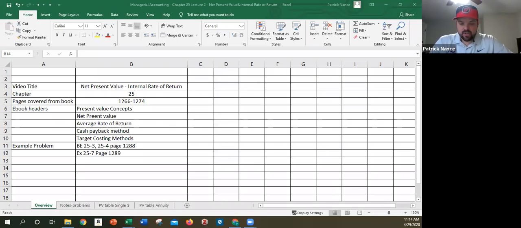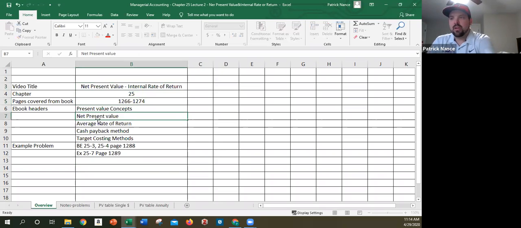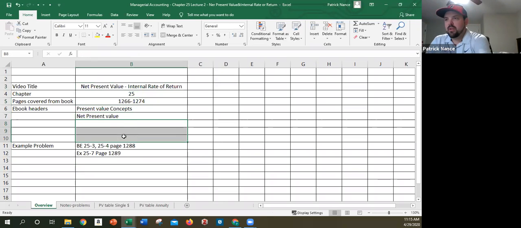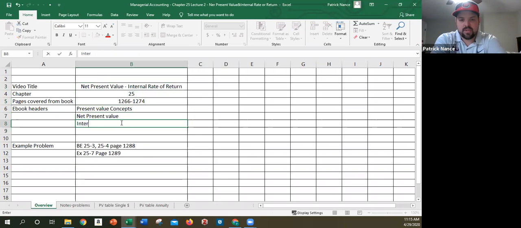Okay, this is chapter 25, lecture number 3. We're going to talk about net present value and internal rate of return. This is page 1266 through 1274. We're going to talk about present value concepts. We're going to talk about net present value, and then we're going to talk about internal rate of return.